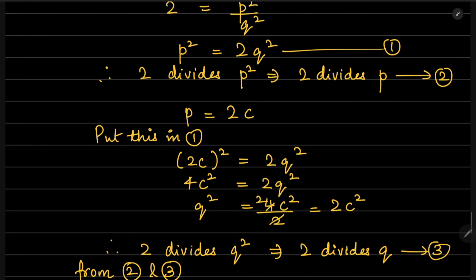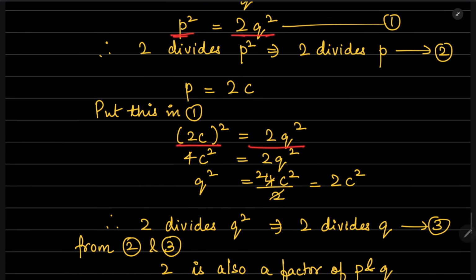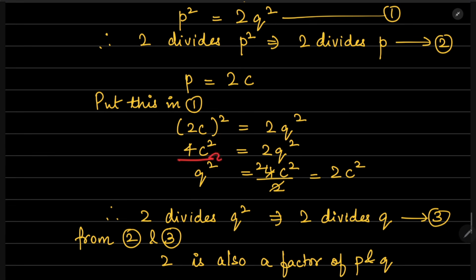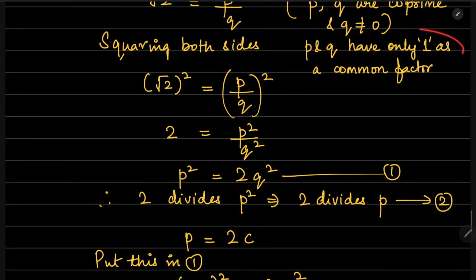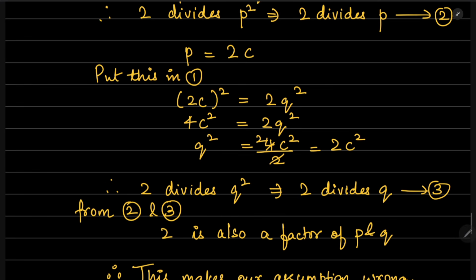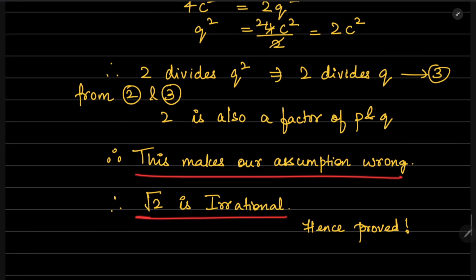Put this in equation 1. So you have 2c the whole square equal to 2q square. Open the square: 4c square equals 2q square, or q square equals 2c square. So q square equals 2c square, which means 2 divides q square, that implies 2 can divide q. So from these two, what do you see? 2 is a factor of p, and 2 is a factor of q. So 2 is a factor of both p and q, but in our assumption, we thought that for p and q, only 1 is a common factor. So this makes our assumption wrong. Therefore, root 2 is irrational.